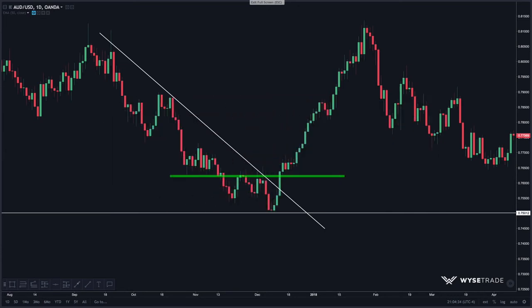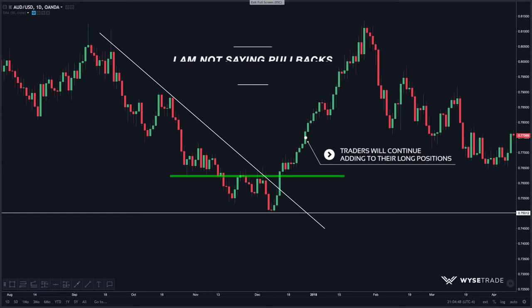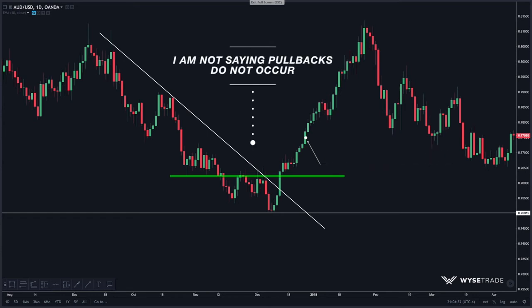Now, to add more fuel to the fire, more traders will continue entering the market long here. And people who are already in long positions might continue adding more positions as well, which only drives the momentum harder. Now, I'm not saying that pullbacks don't happen, as there are plenty of times when pullbacks do occur. You just have to know how to act in both situations, or else you'll miss good trades.